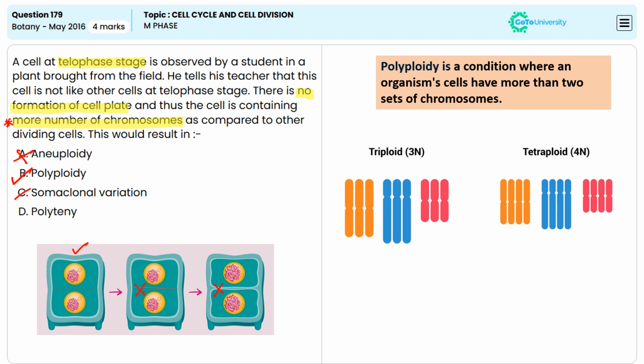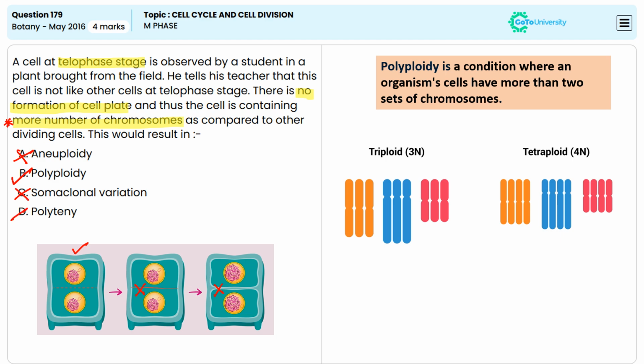Option C, somaclonal variation. This refers to genetic variation that occurs in plants that have been propagated through tissue culture, leading to changes in traits. So option C is also incorrect.